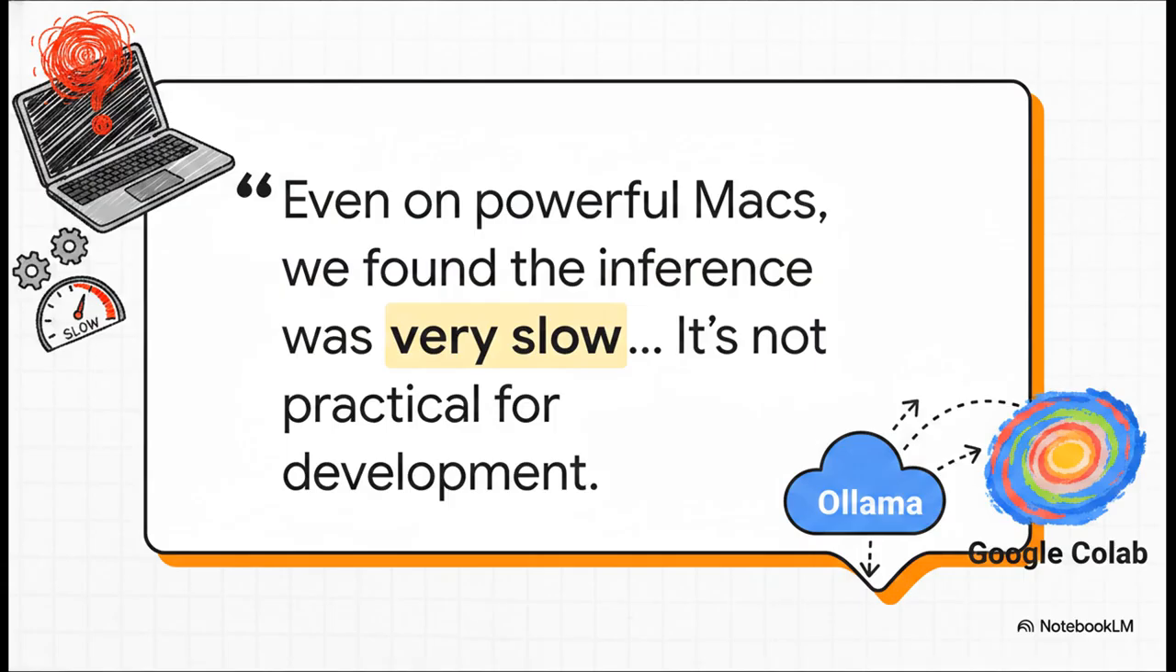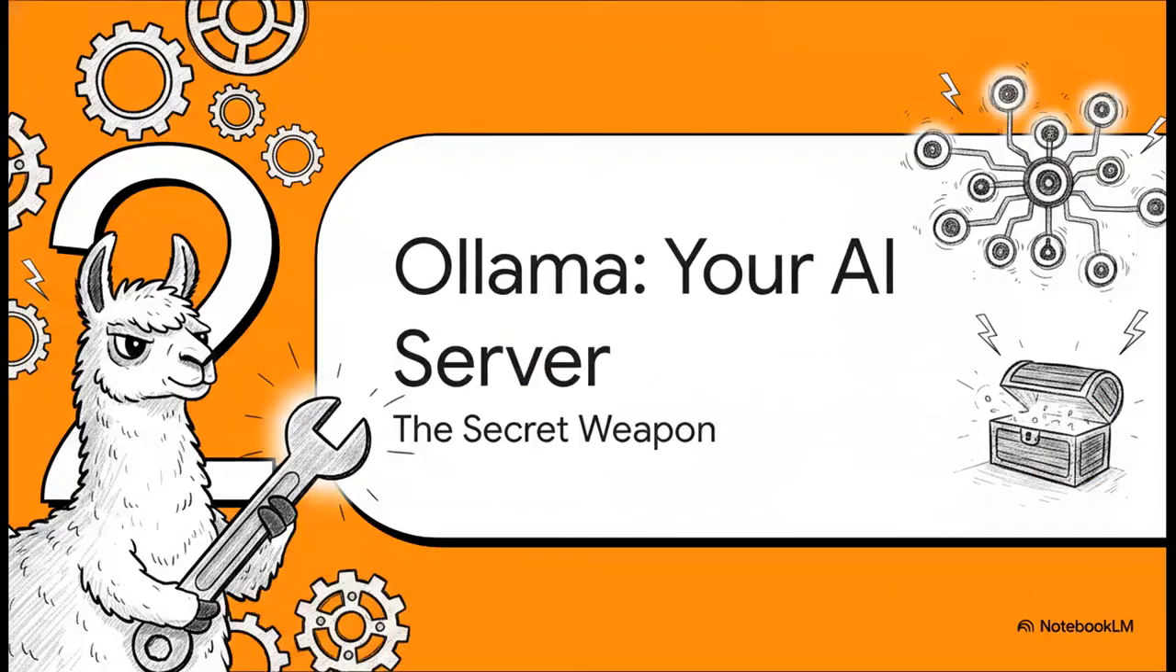And don't think having a brand new machine is going to save you. Just check out this quote. These are folks with powerful, top-of-the-line Macs, and they found the performance, how fast the model actually spits out an answer, was very, very slow. So if even the best laptops out there can't hack it, what are the rest of us supposed to do? Well, it turns out there's a kind of secret weapon that lets us tame these massive models. It's a tool called Ollama, and it is about to become your absolute best friend for AI development.